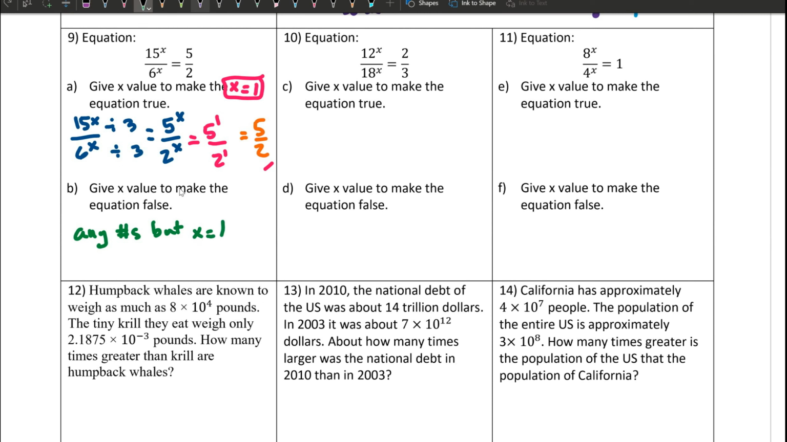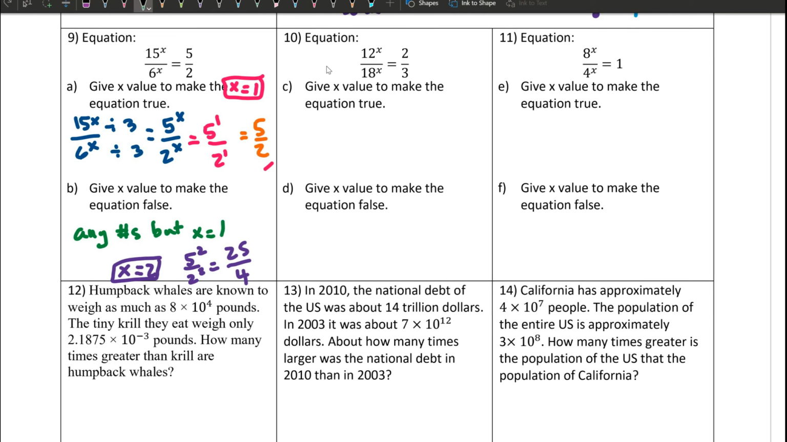Okay, but x equal to 1, so I need you to pick one. Please do not write "any number but 1" on a test. I need you to pick something like x equal to 2, or any number. Why? Because that will give you 5 squared over 2 squared. 5 squared is 5 times 5, which is 25. 2 squared is 2 times 2, which is 4. 25 over 4 cannot be reduced to give you 5 over 2.